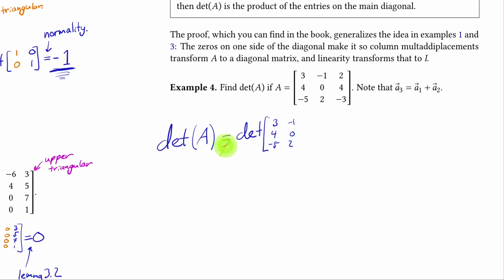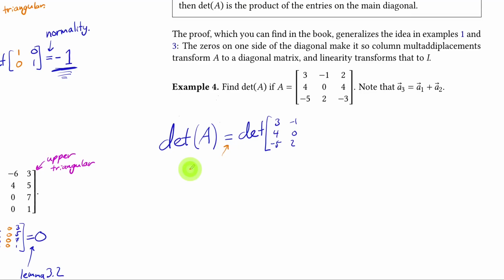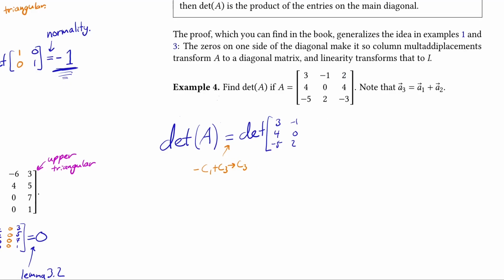So first I'm going to replace column 3 with the sum of itself and the opposite of column 1. Wait, you can't do that. That's not technically an operation. So we can do the opposite of column 1 and column 3 to replace column 3. What I was thinking is we could do this, but that would be combining it with a scaling operation, and we're not doing that. So yeah, this is going to be 2 minus 3, which is -1 here, and 4 minus 4 is 0, and -5 plus 3 is 2.